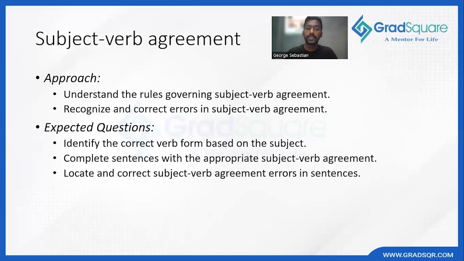So these are the kinds of questions you can expect from the tenses part. And finally, another very important topic, which is subject-verb agreement. When we are studying subject-verb agreement, we need to understand the rules governing it. If we have a clear understanding of that, it will be very useful for identifying the error in a given sentence. Here also you can expect questions related to error spotting and sentence completion. If you understand the various rules regarding subject-verb agreement, it will be very easy to ace this part.